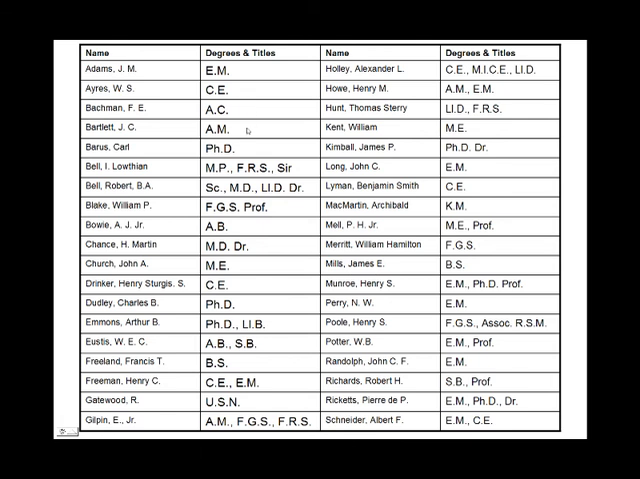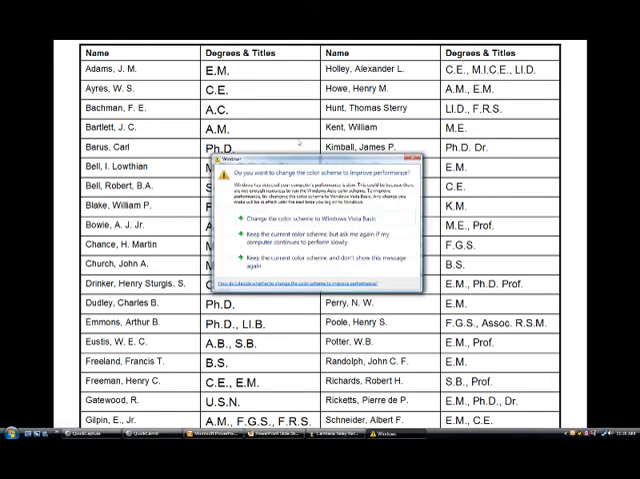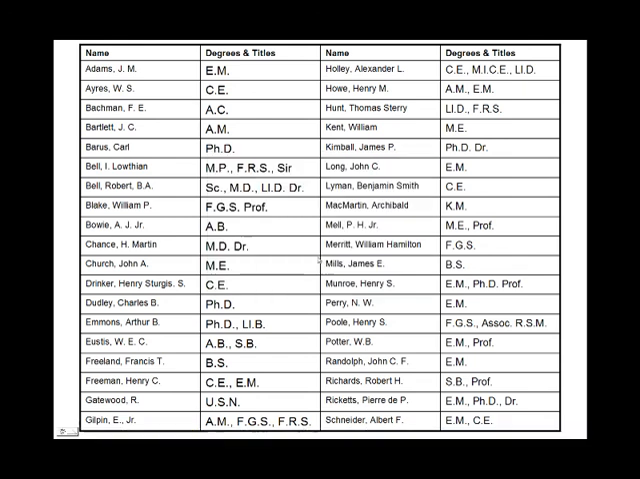EM, AC, AM. FGS. I think that's a fellow of the Geological Society. Well, BS we know. But there's SB, there's quite a few in here. USN is, I think, U.S. Navy, Fellow of the Royal Society.